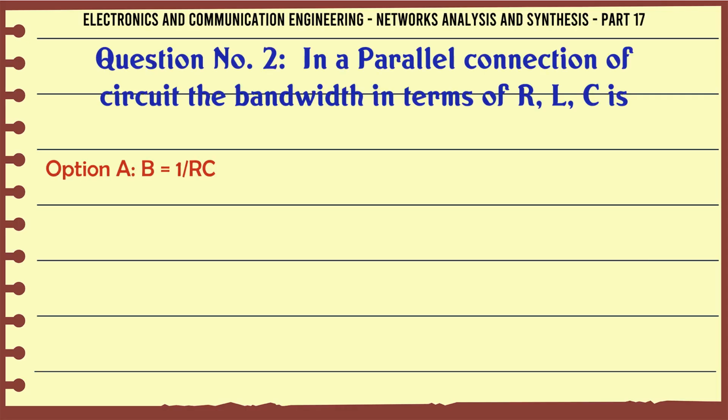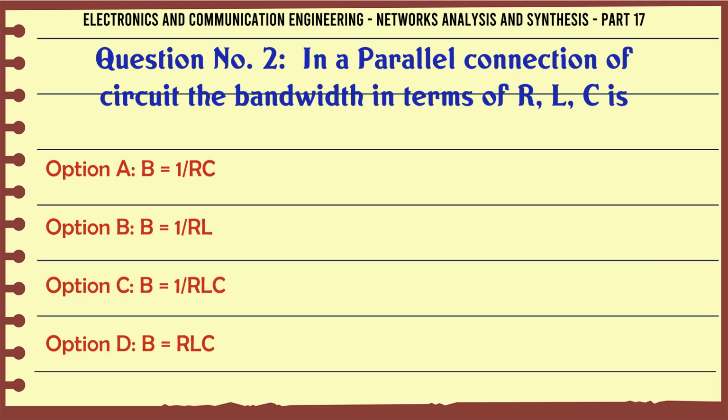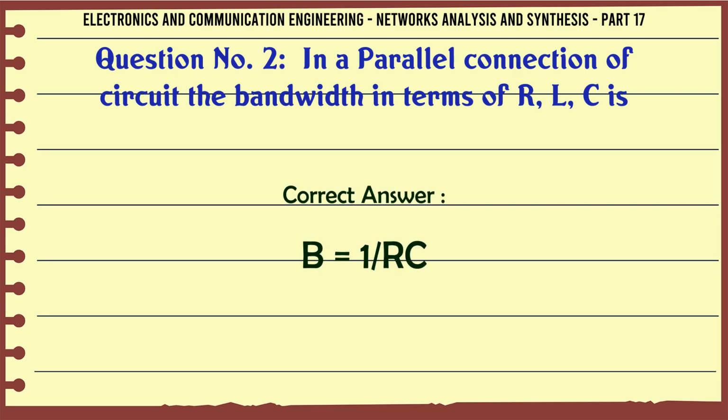In a parallel connection of circuit, the bandwidth in terms of RLC is A. 1/RC, B. 1/RL, C. 1/RLC, D. RLC. The correct answer is 1/RC.